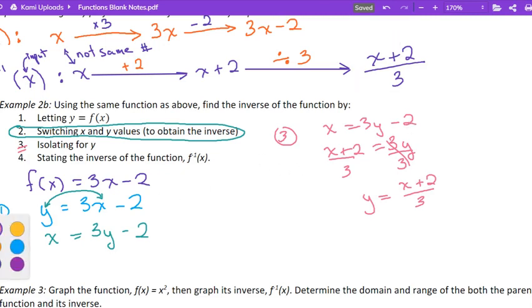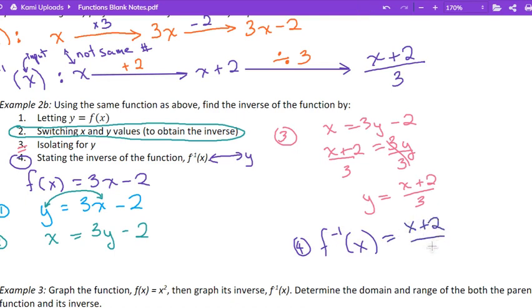And now, as our last step, we must state that we have found the inverse. So we swap the y and the f inverse again. Instead of writing y, we write f inverse of x equals x plus 2 over 3. So you might like this, and I do find that as the functions become more complex, it's much more straightforward to just swap the variables.